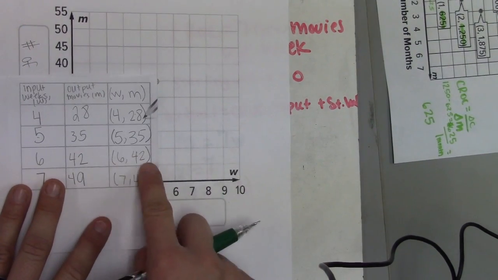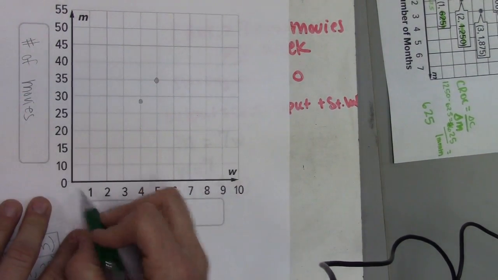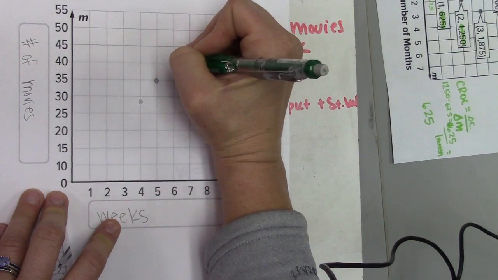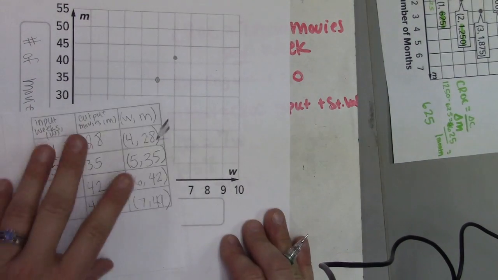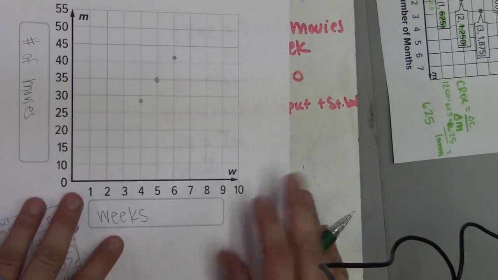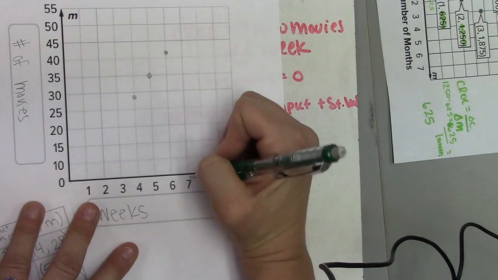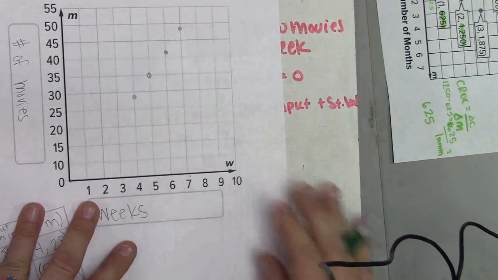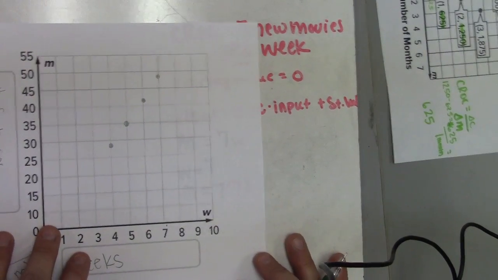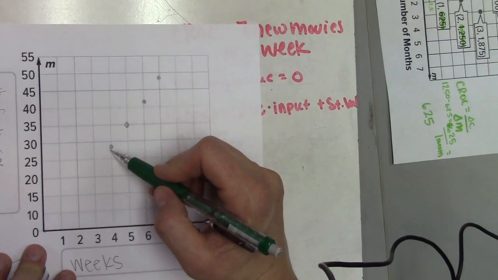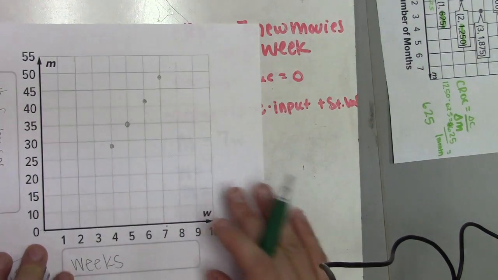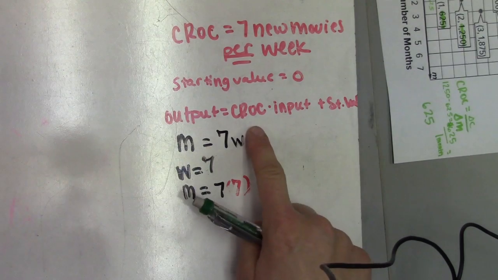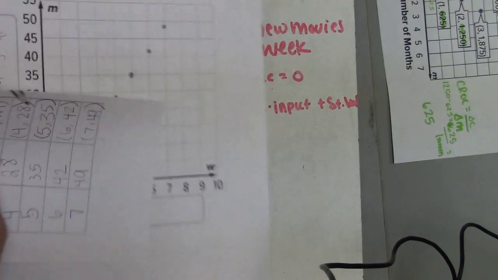Next one is 6, 42. I go over to 6 weeks, up to 42. I'm going to have to estimate just a little bit. It's about right there. And the last one is 7, 49. I go over to 7 weeks, up to 49, which is about right there. And hopefully you notice that these points, if we connected them, should make a straight line, because as we found in our equation, there is a constant rate of change of 7 per week.